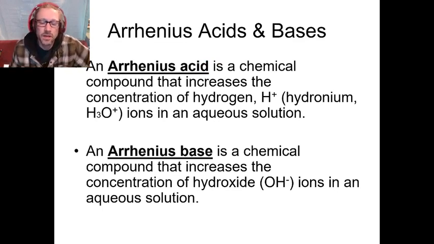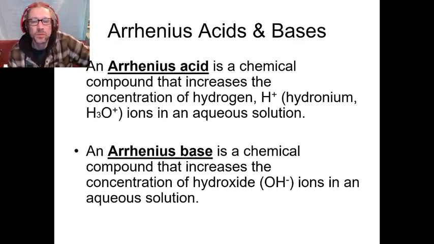The hardest part is remembering the different types and words that go along with acid-base definitions and acid-base theories. We are currently working with what we call the Arrhenius definition. An Arrhenius acid is a chemical compound that increases the concentration of hydrogen ions. We're going to call this hydronium eventually. This really doesn't exist in solution. It combines with water to form this species.